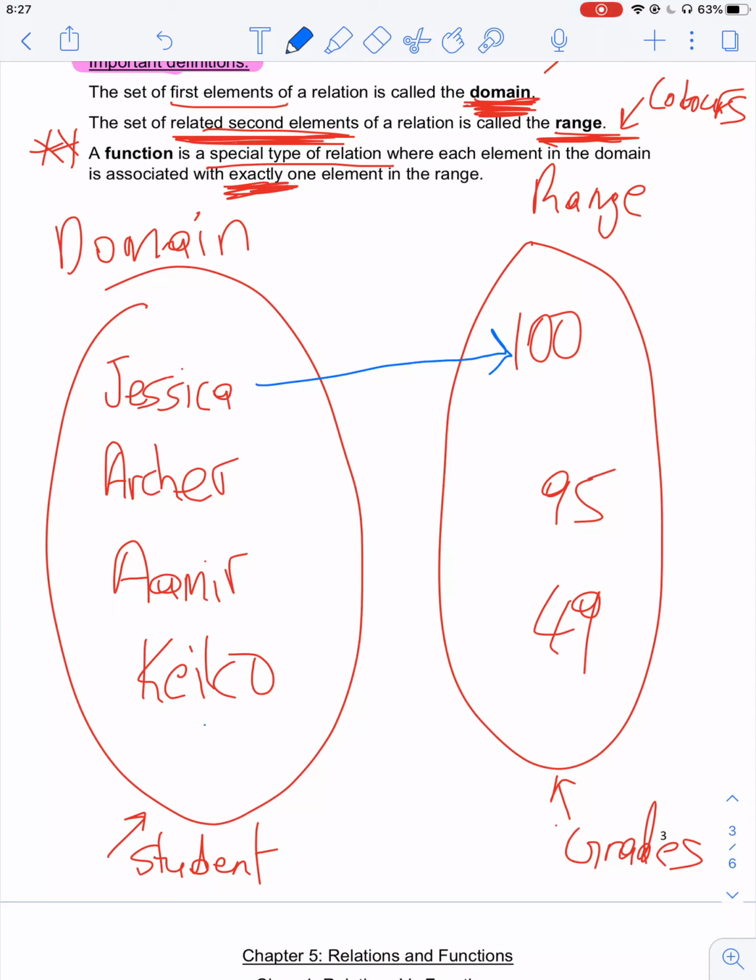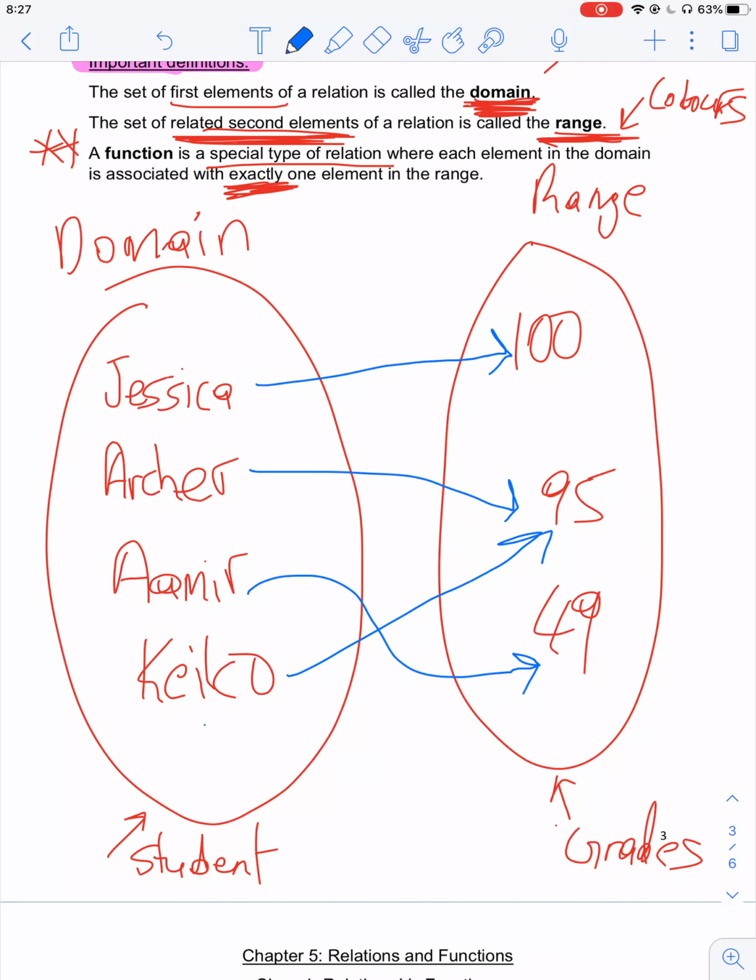Thank you so much. And then we have Archer. I'm also placing myself in there because I'm hoping to do something silly. So Archer, let's say he gets 95. And we have Keiko, and let's say Keiko also gets 95. Archer and Keiko could have also obtained 100, but I'm just messing around over here. And let's just say I failed the test. I got 49, so I failed.